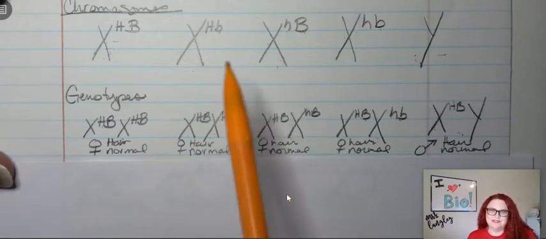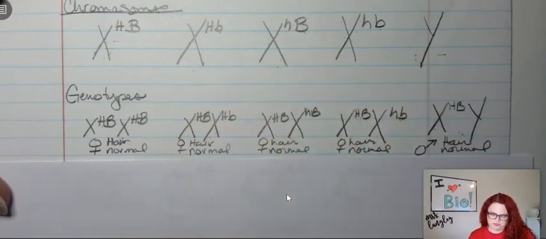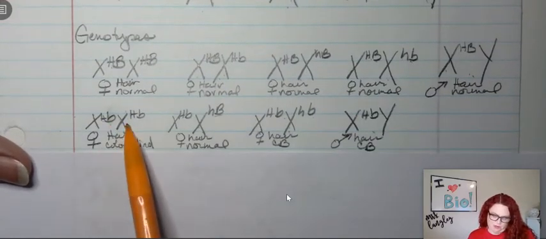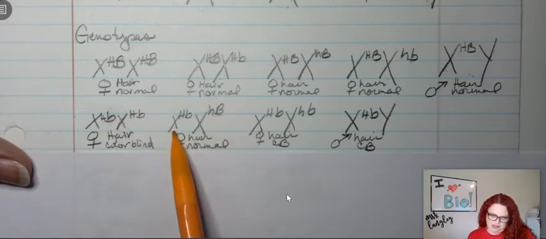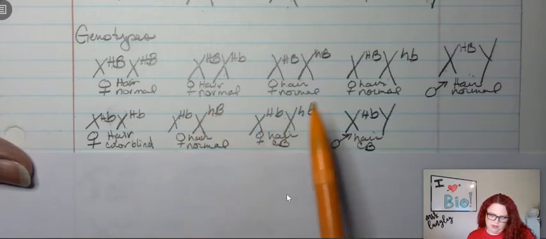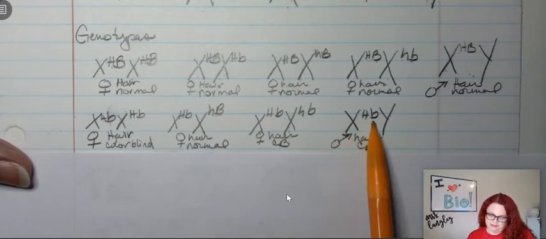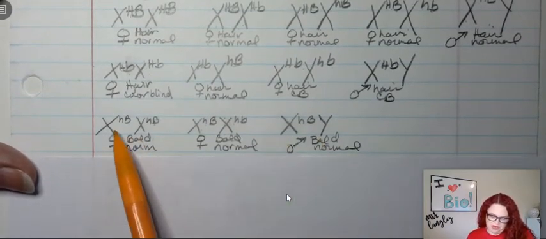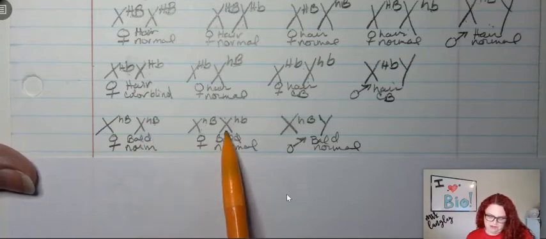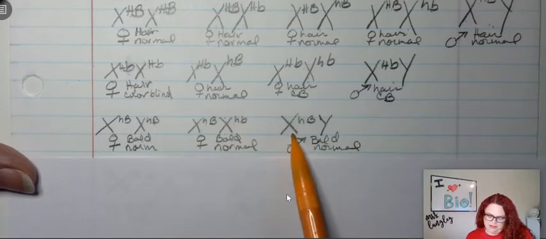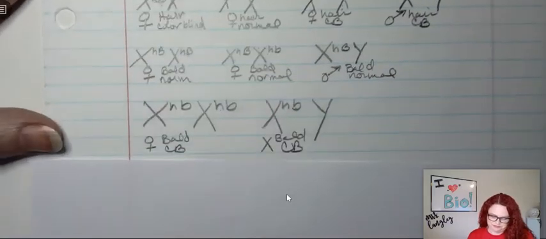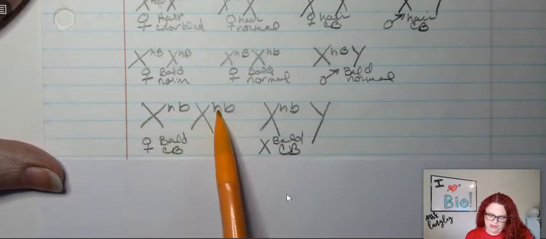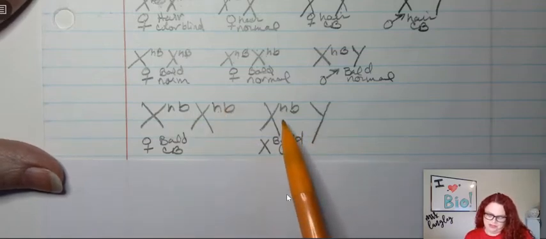Okay, next we go to our next X, combine it with itself, then with all the others. When I look for their genotypes, I'm going to get female with hair, but colorblind. Female with hair, but normal vision. Female with hair and colorblind. Male with hair, but colorblind. I go to my next X, combine it with itself, then with the others. I get female, bald, normal vision. Female, bald, normal vision. Male, bald, normal vision. I take my last X, combine it with itself, and I get female, bald, colorblind. Male, bald, colorblind.